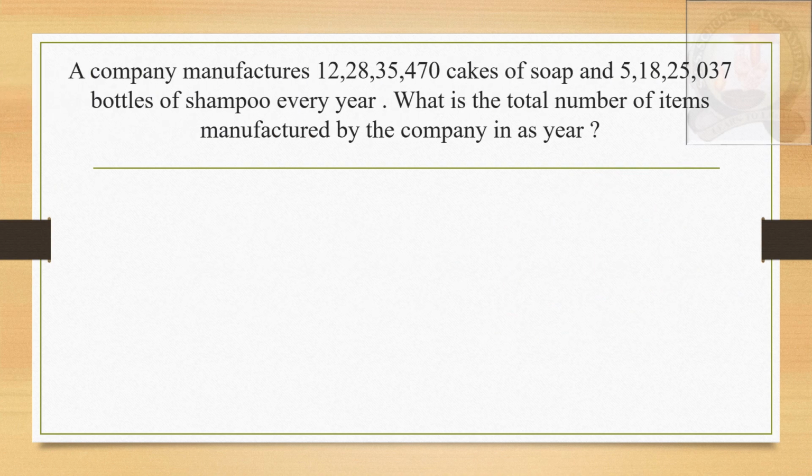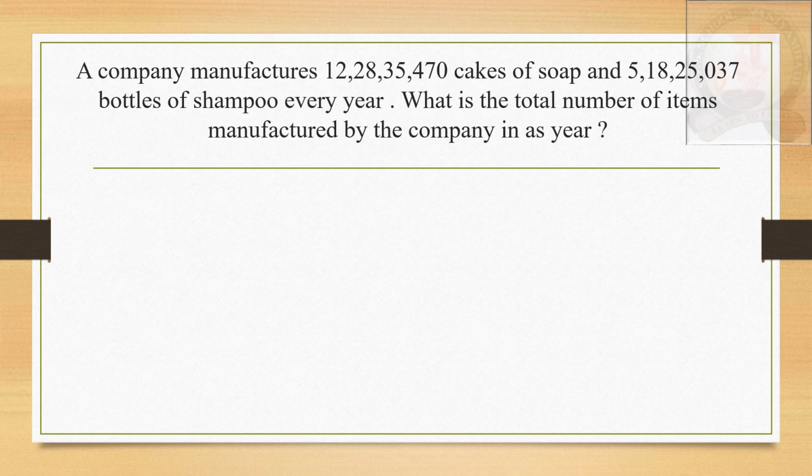Next question is, a company manufactures 12 crore 28 lakh 35,470 cakes of soap and 5 crore 18 lakh 25,037 bottles of shampoo every year. Now, what we have to find is the total number of items manufactured by the company in a year. That is the question here. Okay, so let us understand this question very deeply in the solution part.